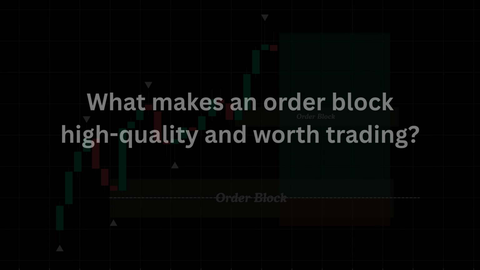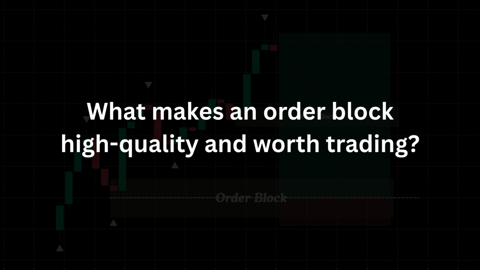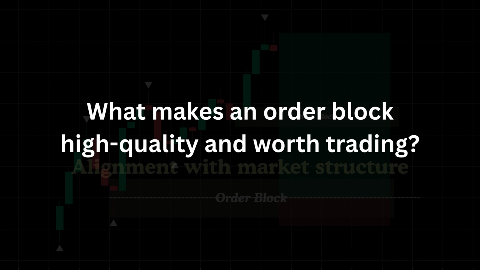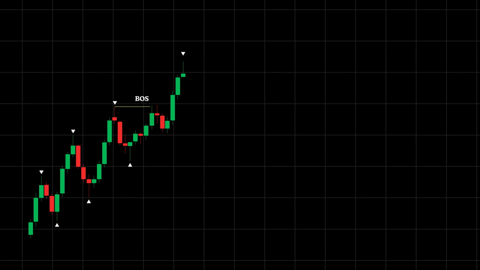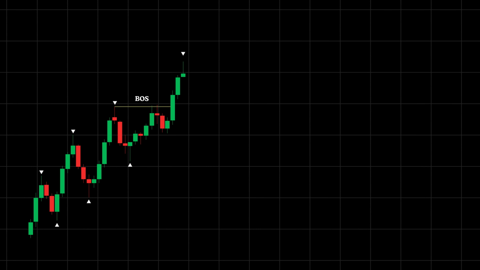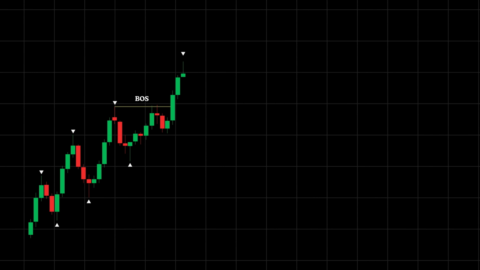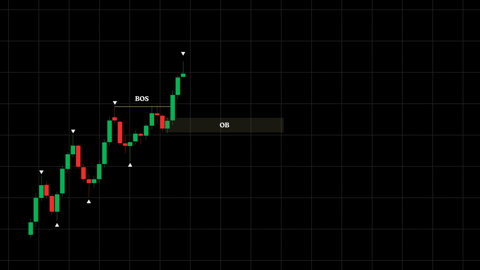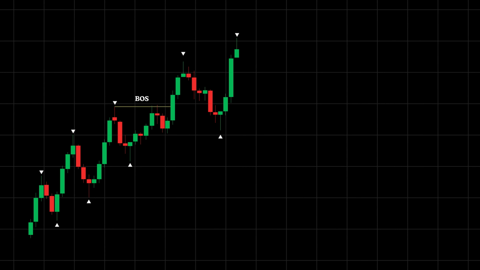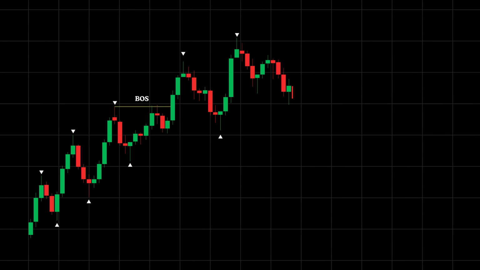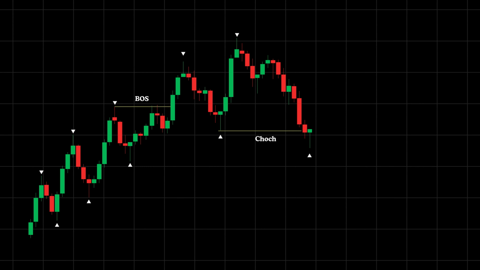So, what makes an order block high quality and worth trading? The critical factor is its alignment with market structure conditions. In an uptrend, price develops higher highs and higher lows. Each time price breaks structure to the upside, it indicates continuation of the trend. The bullish order blocks formed along the path have a stronger probability of rejecting price upward if it retraces to them. This uptrend remains valid until the market breaks below a protected low.